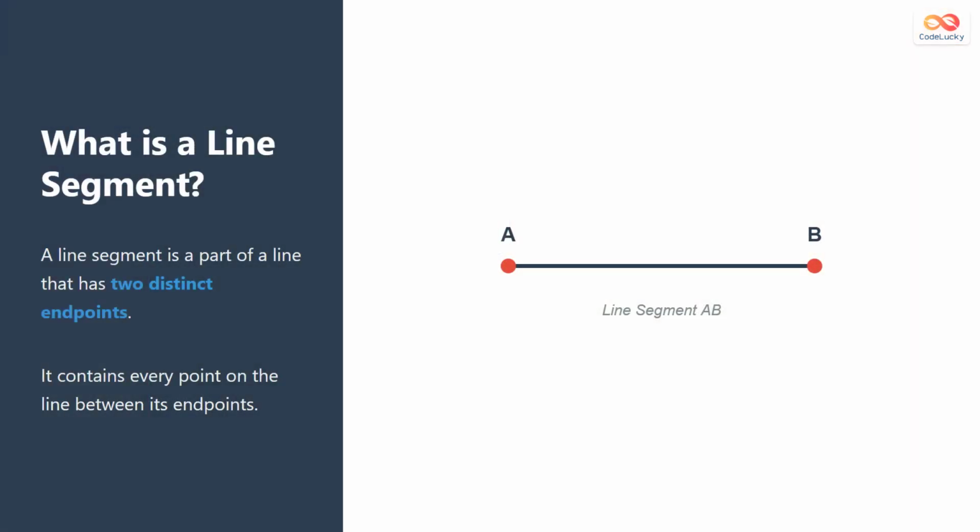Before we dive into the postulate, let's quickly review what a line segment is. Unlike a line that goes on forever in both directions, a line segment is a specific piece of a line. It has a definite beginning and a definite end, which we call endpoints. Here, you can see segment AB, which includes point A, point B, and all the points in between them.